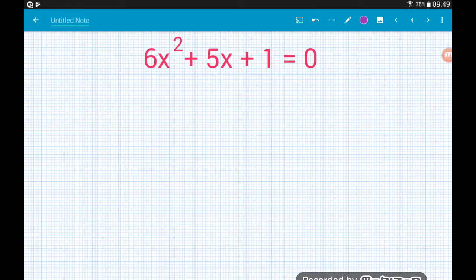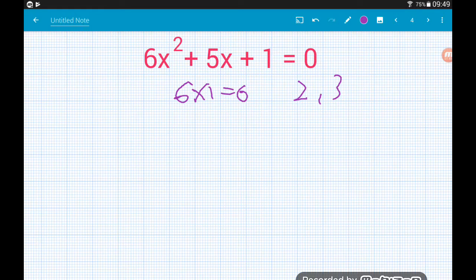6x squared add 5x add 1 is equal to 0. So the first step, multiply the coefficient of x squared by the number term. So 6 times 1, that's quite a nice one, is 6. Now we need to think of two numbers that multiply together to give us 6, but add together to give us the 5 in the middle. Now those two numbers are going to be 2 and 3. 2 add 3 is 5, 2 times 3 is 6.